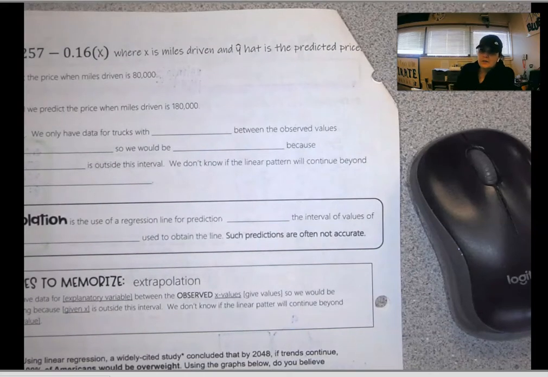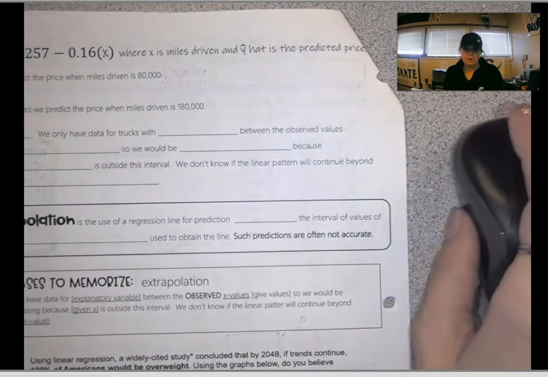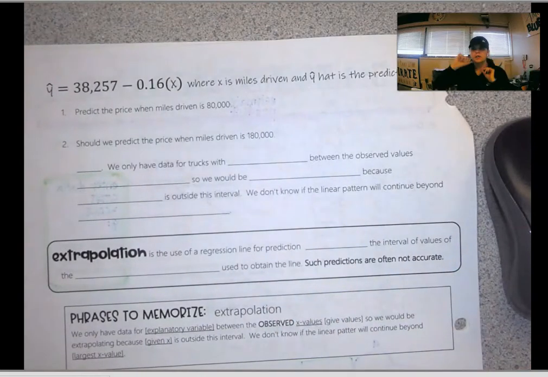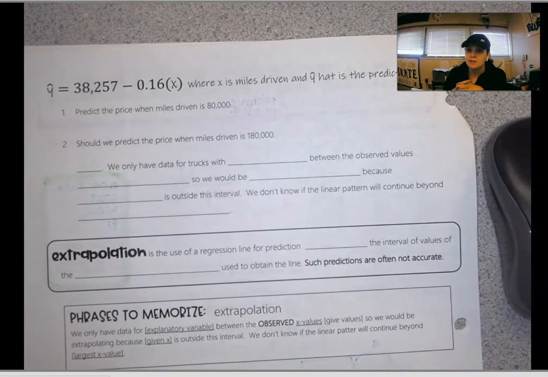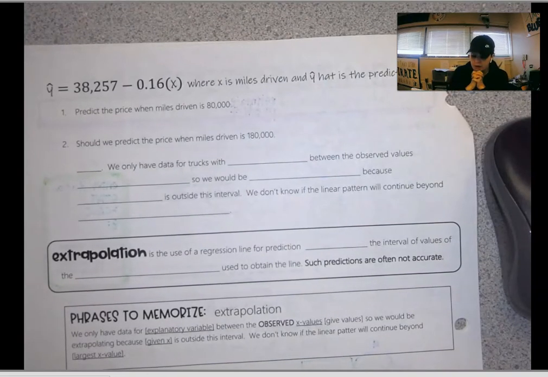We are at the final part of our lesson 43. Part 3 is about making predictions using our regression line and whether or not those predictions are appropriate.